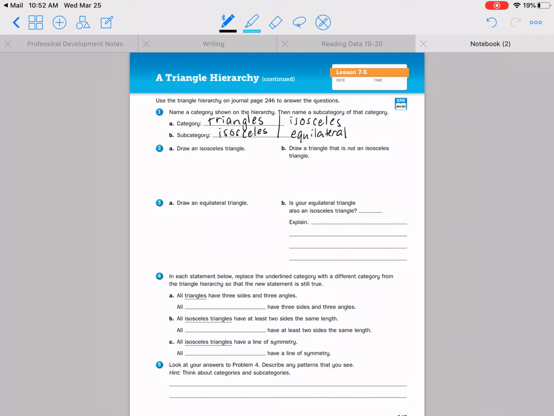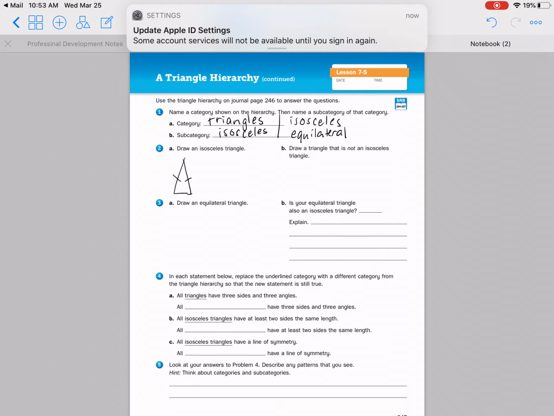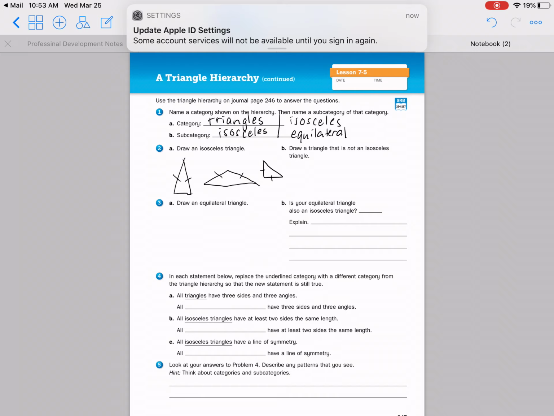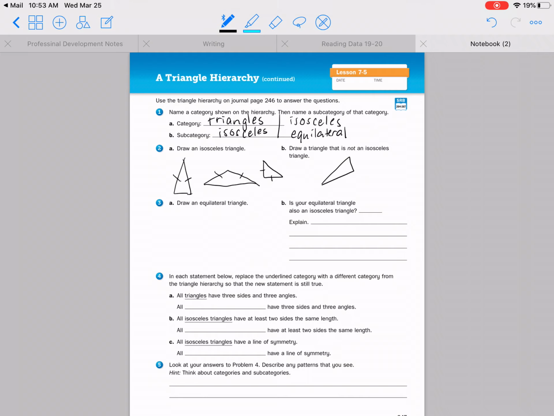Draw an isosceles triangle. You could have drawn a triangle that looks like this, or you could have drawn an obtuse one that looks like this, or you could have even drawn a right one that looks like that. Draw a triangle that is not an isosceles triangle, anything that has 3 different side lengths. So we'll make that a scalene triangle. And then draw an equilateral triangle. You pretty much just have one option for this, and that is a triangle with 3 sides the same. Is your equilateral triangle also an isosceles triangle? Yes, because it has at least 2 equal sides. It has more than that, but it has at least 2 equal sides.